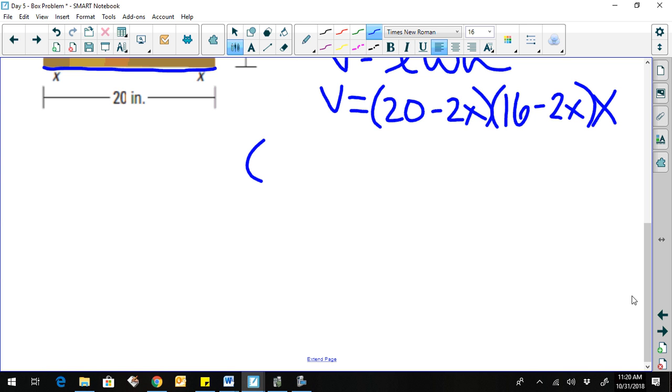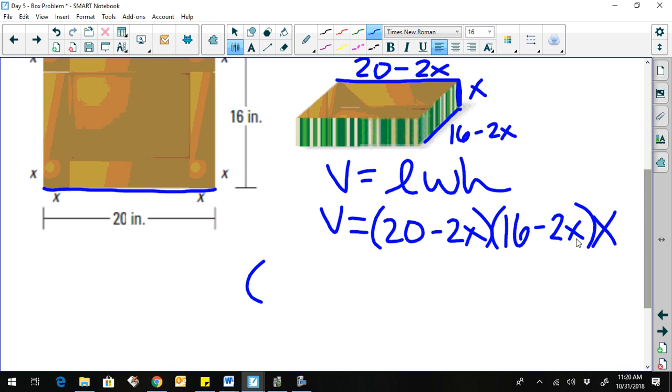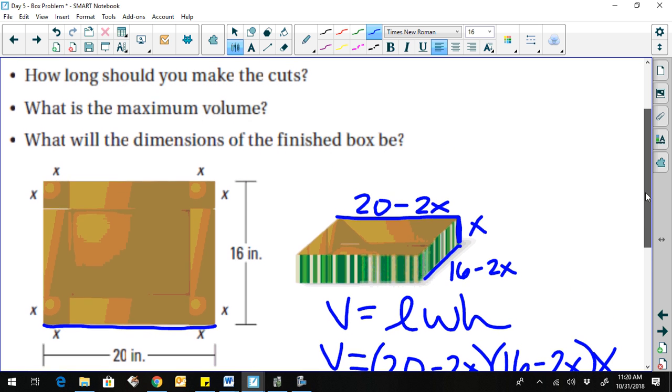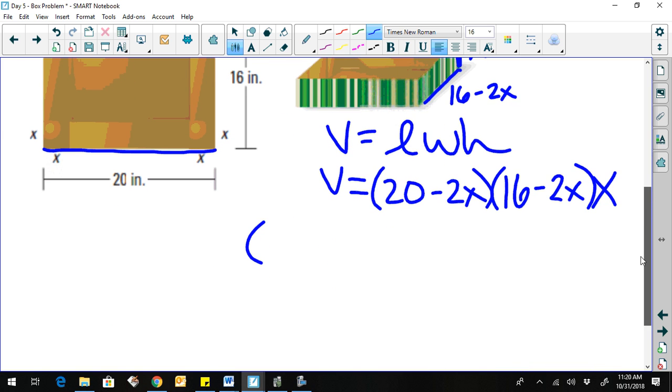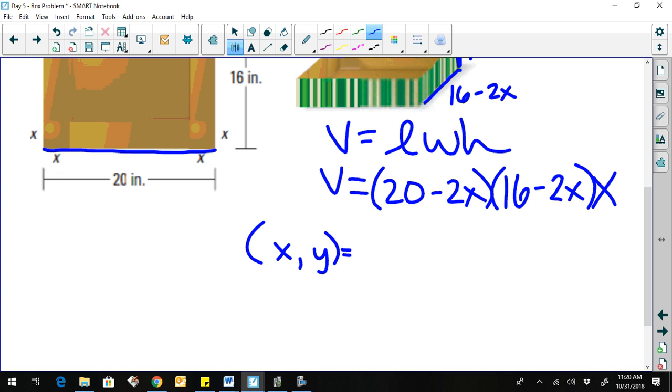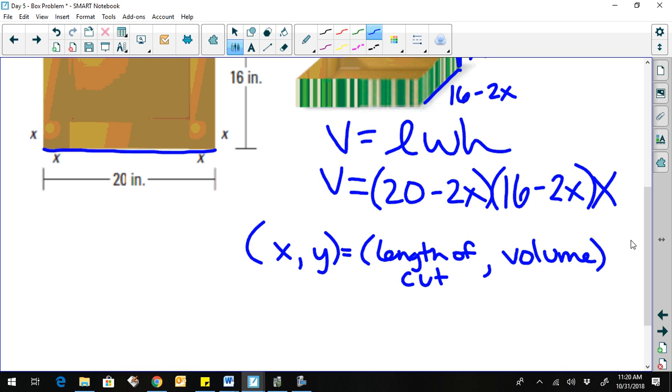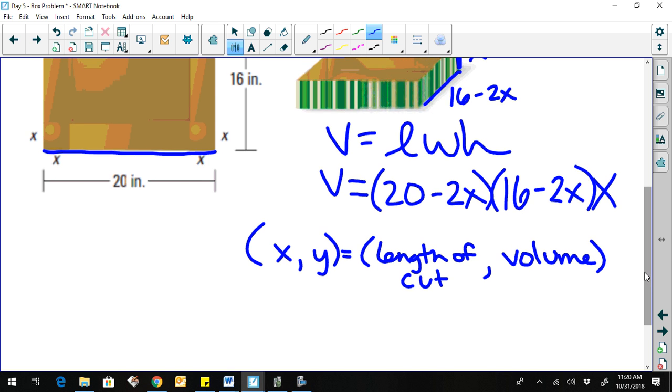So the X in the question was the height. So that the height is also how much I cut into each side. So we could say that that's the length of the cut. So the X, remember we're X comma Y, which is the length of cut, comma, and then my Y is my volume. Because instead of having V equals in my calculator, I have Y equals. So we want to maximize the volume.